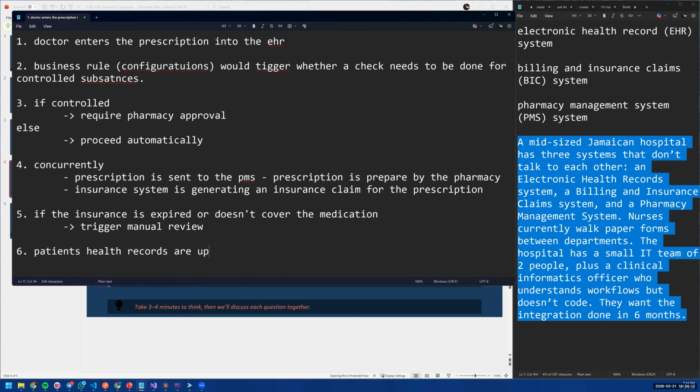Records are updated with... Okay, so this is how I have it in my head for the steps that would need to take place in a particular order for this integration to work, based on the spec that was given to us in the previous slides.